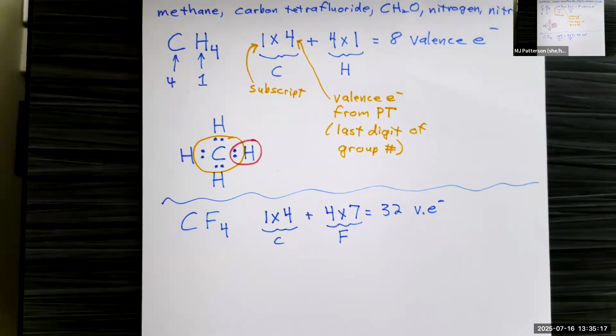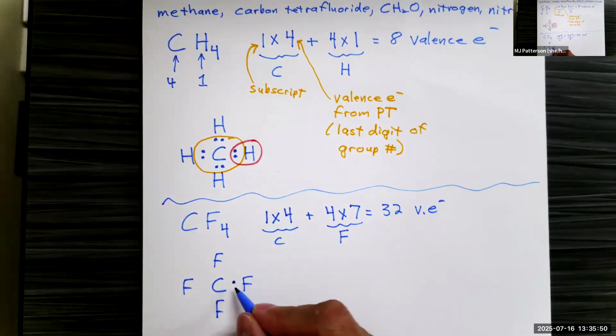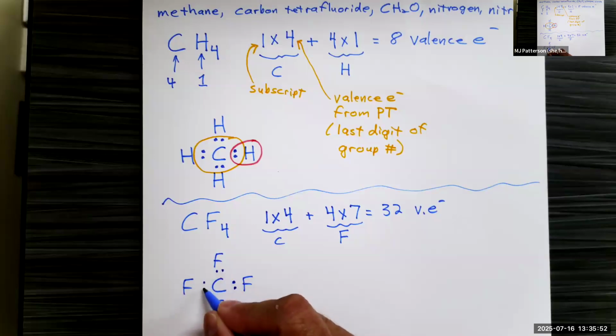In terms of the structure, we have 4 fluorines, 1 carbon. We'll put the carbon in the middle. We'll put the 4 fluorines around it. So this is looking very much like methane, just with the fluorines swapping out for the hydrogens. When we go to put those 32 electrons into the structure, we're going to start gluing the atoms together. So we'll put 2, 4, 6, 8.